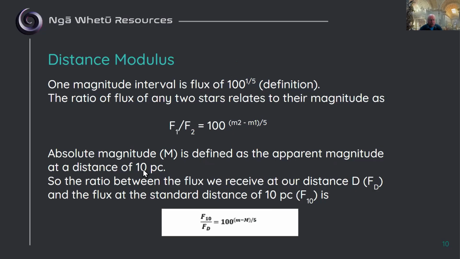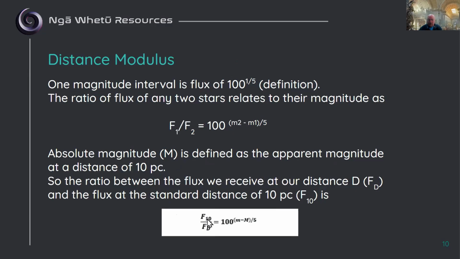If the star would be at the standard distance of 10 parsec, then the apparent magnitude would be the absolute magnitude of that star. That is the luminosity expressed in the magnitude scale. So if we now use this relationship for one star, where one component is the absolute magnitude and the other is the flux that we see, the apparent magnitude, we get this ratio.